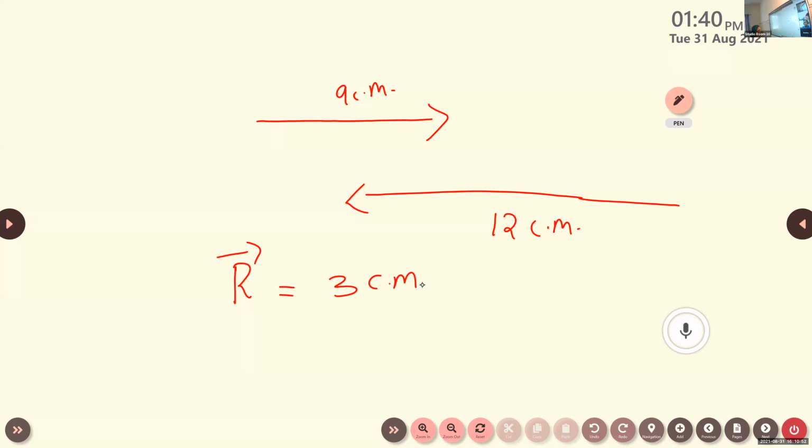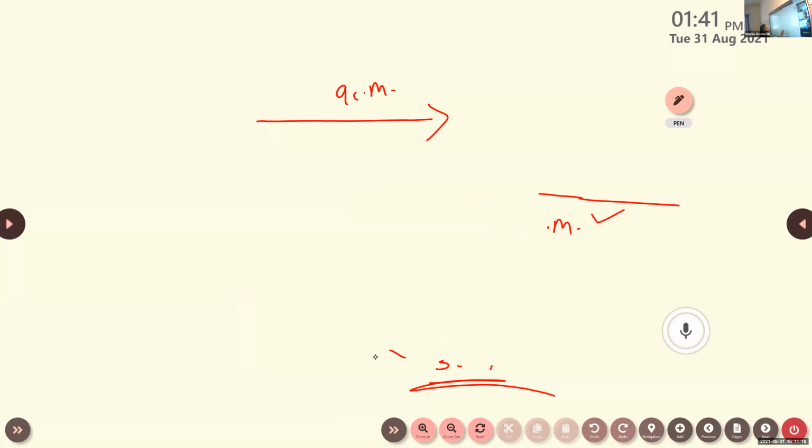And what about the direction? Left. Left side, because here the second vector has the greater magnitude. It is directed towards the left side. So the resultant vector is also directed to the left side with a small magnitude equal to 3 centimeter. Okay, so that's the second case that comes under the graphical method.